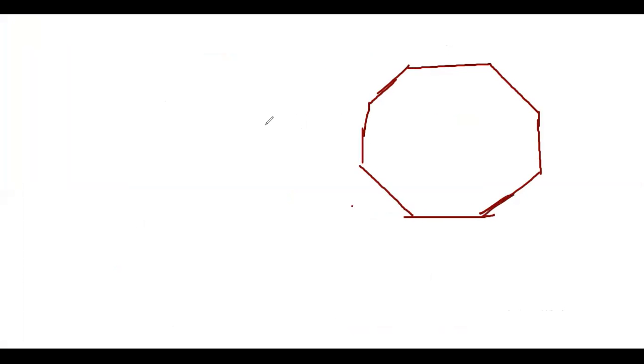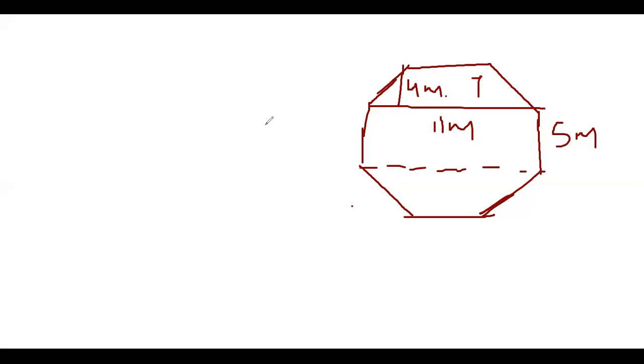Here we have been given an octagon. All of its sides are equal, which is equal to 5 meters. This is given 11 meters and this height is given 4 meters. If we join this, then you can see we have 3 figures now. There are 3 partitions here. First is a trapezium, second is a rectangle, third is also a trapezium.